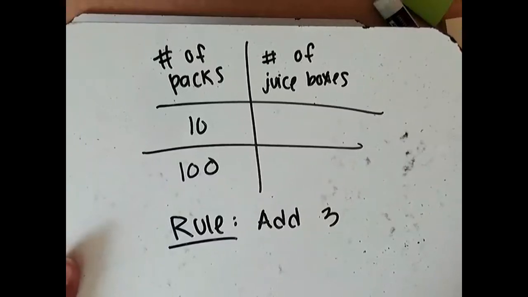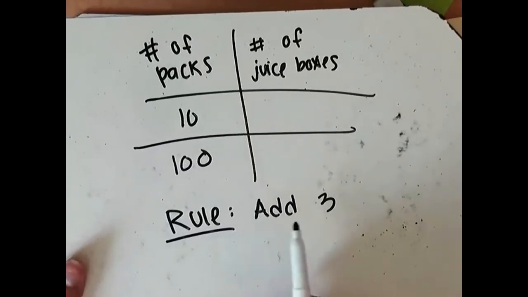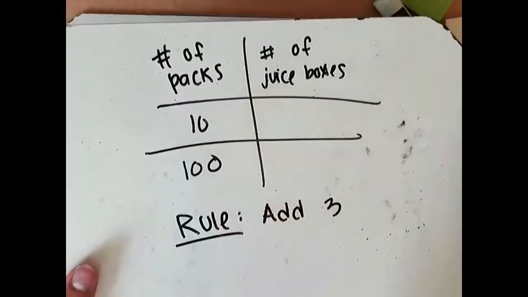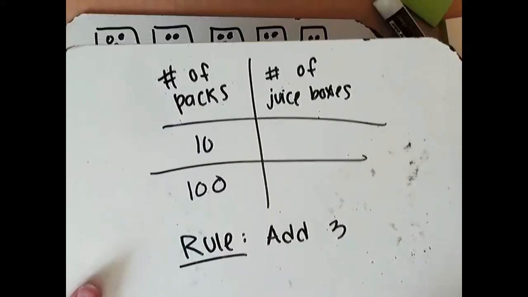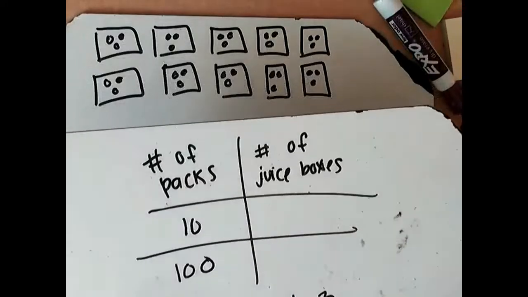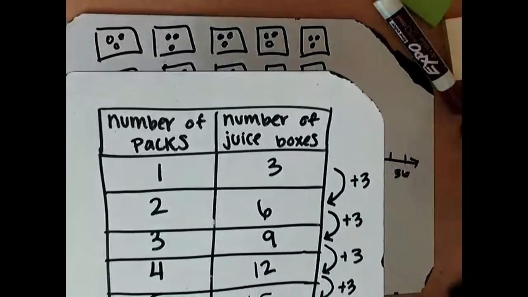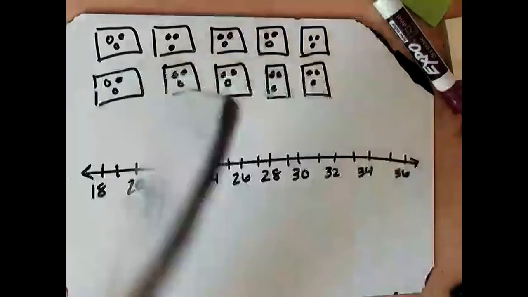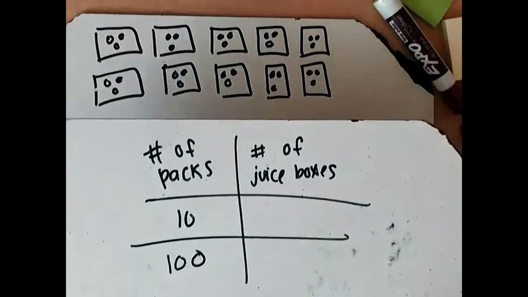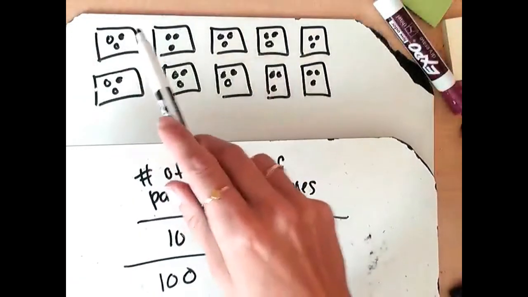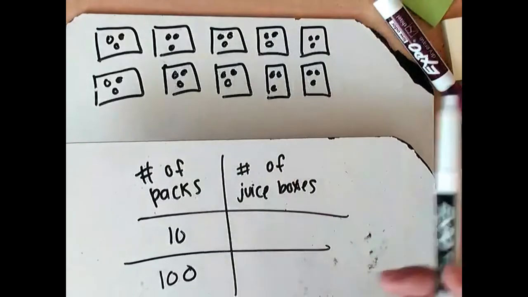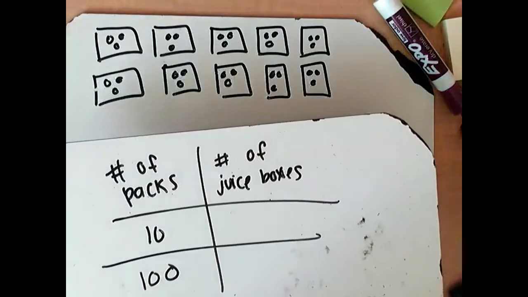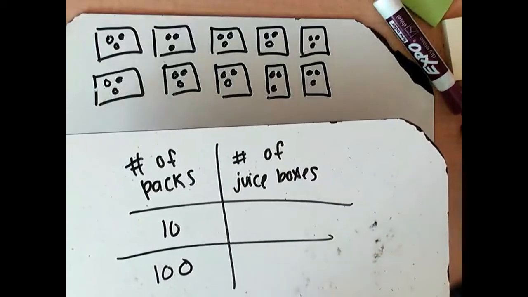One way I can think about this, if I know my rule is adding by 3, and I need to figure out how many juice boxes come in 10 packs, I can draw the picture. Looking at this front side, we know that we have 3 juice boxes in one pack. So if we have 10 packs and we know we still have 3 juice boxes in each pack, we can draw this picture and count up by threes to figure out how many come in 10 packs.